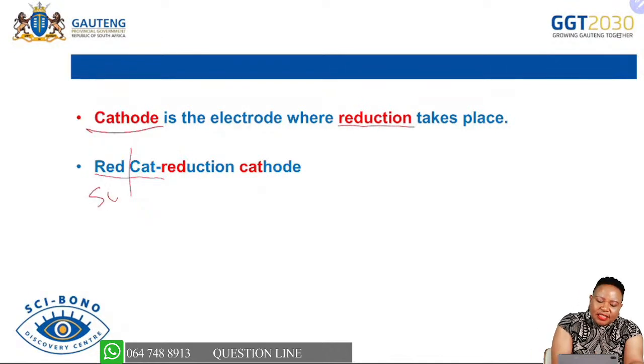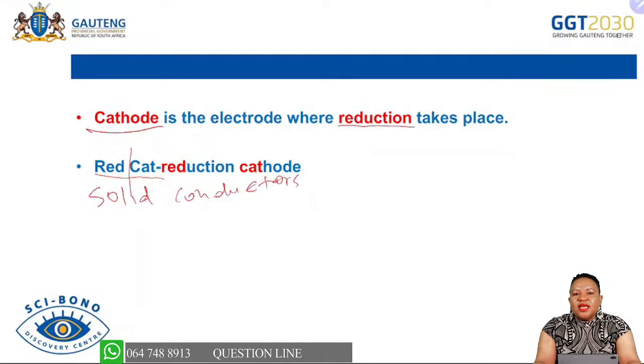As I said, these are solid conductors. Therefore, we'll expect each and every cell to have the two electrodes which are solid, which will allow the movement of electrons, which will allow the flow of electrical current. So by now we know that electrons will flow through the electrodes and the conductors because they are all solids.